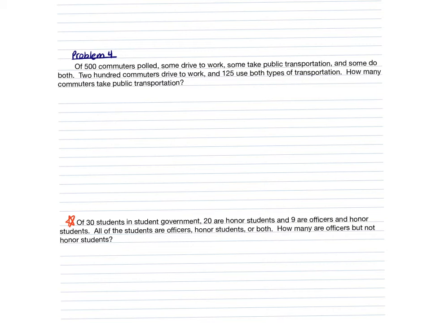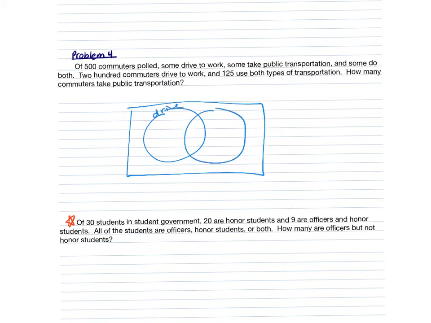So if we have, right, this is drive to work, and then this is public transportation. And so 125 use both. And then 200 commuters drive to work. So this total is 200. So the number that just drives and does not use public transportation is 200 minus 125. So there's 75 here.